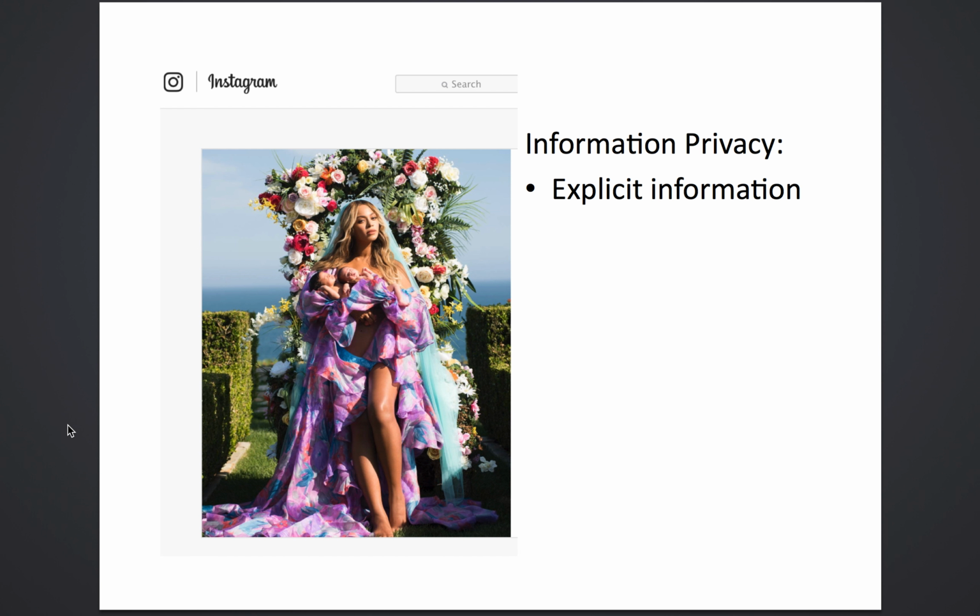Okay, so for information privacy, it's important to see this in terms of two types of information. First of all is explicit information. We think most readily about personal information such as your date of birth, health records, things like that. Date of birth is maybe not so sensitive anymore. Health records clearly are, but there's also other explicit information, for example, this photo of Beyonce with her twins.